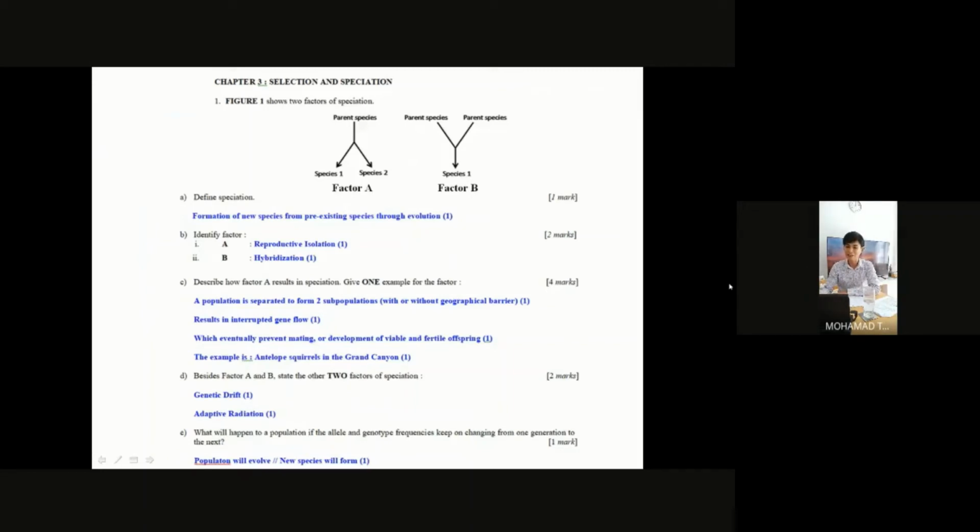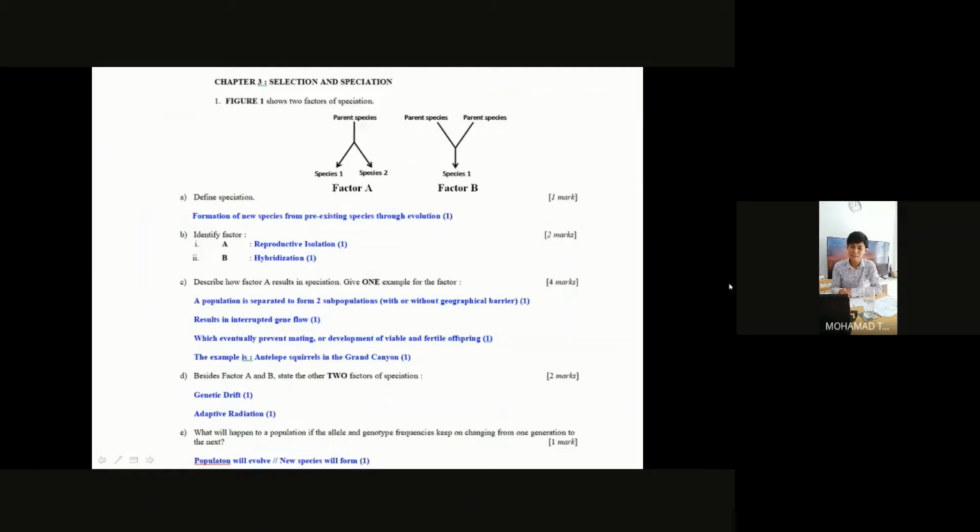And identify factor A and factor B. So we know there are 4 factors in speciation. You have hybridization, you have reproductive isolation, you have genetic drift, as I have mentioned earlier, and also adaptive radiation. So by assessing the diagram, we know that factor A is reproductive isolation, 1 mark, and factor B, whereby 2 parent species form 1 new species, is hybridization. So another 1 mark.